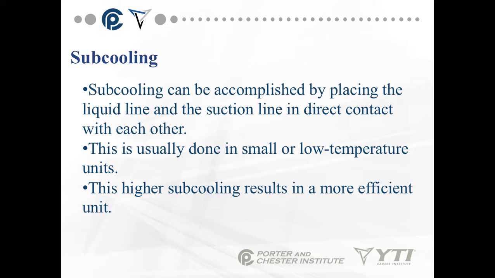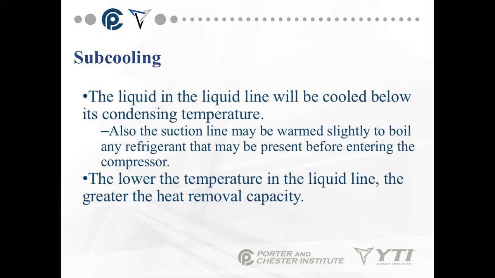Subcooling can be accomplished by placing the liquid line and the suction line in direct contact with each other. You'll sometimes see the liquid and the suction lines welded together or brazed together in small or low temperature units. The higher the subcooling is, the more efficient the system. The liquid in the liquid line is cooled below the refrigerant condensing temperature, and the suction line is warmed slightly to boil any refrigerant that's left over before entering the compressor.